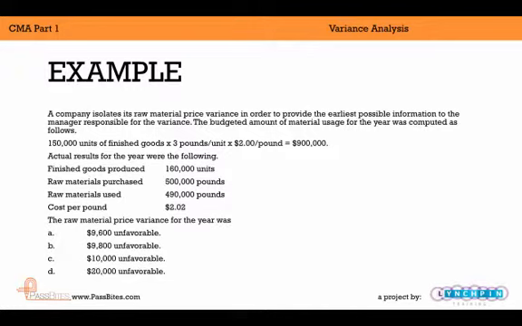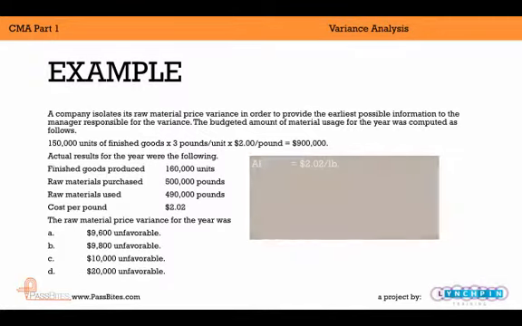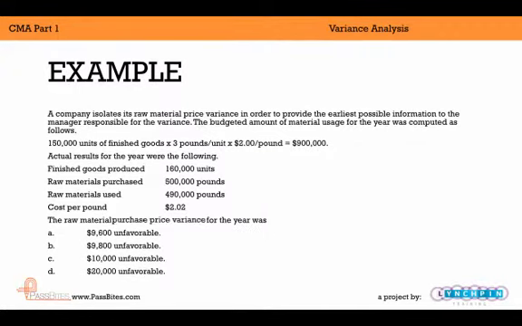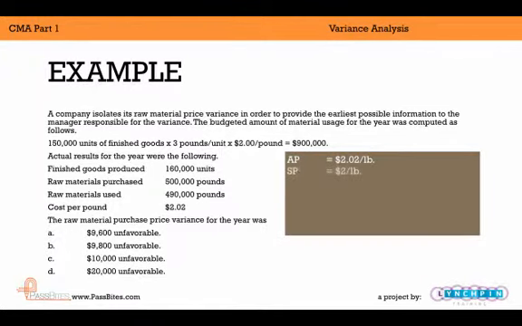The similar data I'm using, now I need to calculate in this data price variance. Actual price is 2.02 which is given. Standard price is $2 per pound which is given. Actual quantity is used in production when we were calculating raw material price variance. Putting that in the formula, it gives us an answer which is 9,800 unfavorable. If in the same example I need to calculate purchase price variance, then I'm using AQ as total quantity purchased, and so the answer will be different. It will be 10,000 unfavorable.